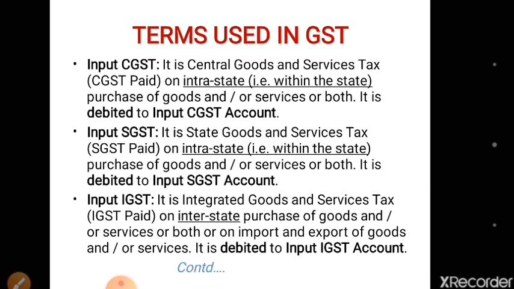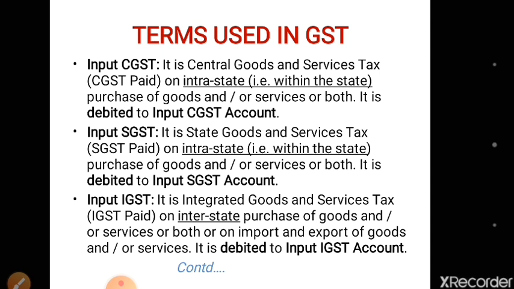Terms used in GST. Input CGST. It is central goods and service tax paid on intrastate, within state, purchase of goods. So on what is input CGST levied? When we purchase goods or procure services within the state, the GST we have to pay is called input CGST, and the other is input SGST.